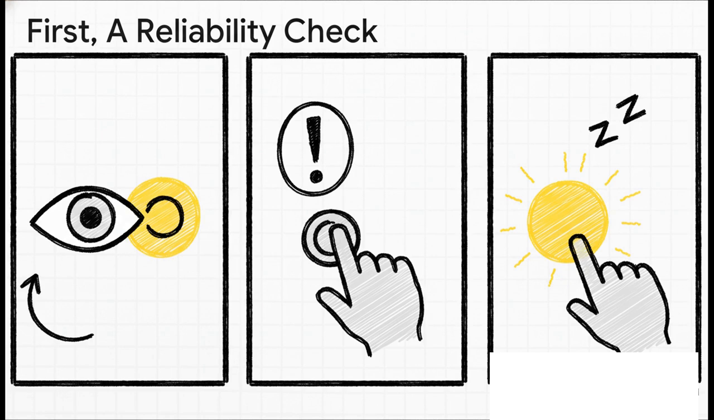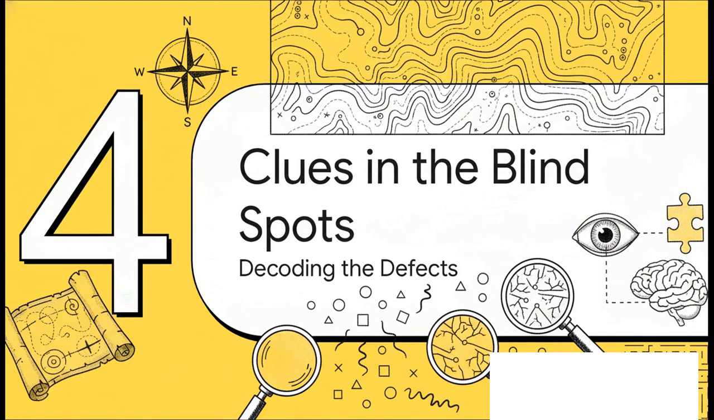If these numbers are too high, the map's just not reliable, and the test has to be done again. All right, with the reliable map in hand, we get to the most exciting part, the interpretation. This is where the real detective work begins, where we look for patterns, for clues hidden in the data that tell a story about our health.